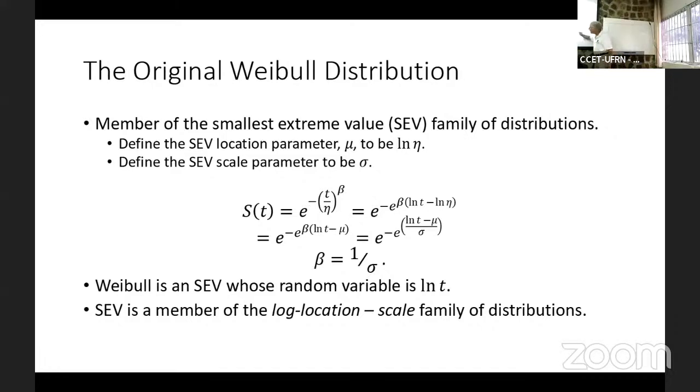The key is for a Weibull distribution, the random variable would be t. For the SEV, it's log t. We can use one or the other. It's just like we could be dealing with normally distributed data, or we could center and scale it and play with the standard normal distribution. The analyses will be equivalent if we do it correctly. Are we okay? So far, so good?